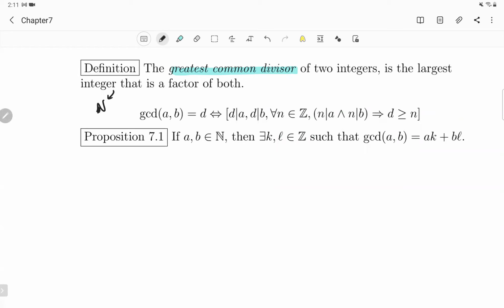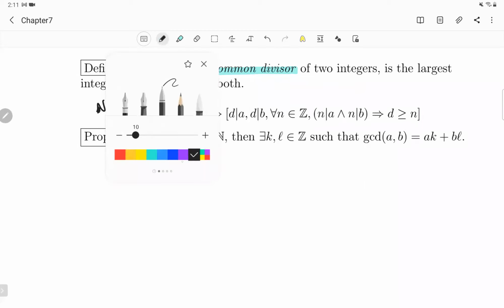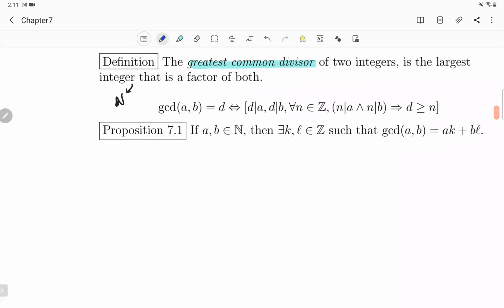So here's a cool fact that's super useful in modern algebra and number theory. If I have two natural numbers, we could change that to integers, but we'll keep it natural numbers, then there exist two integers such that the GCD of A and B equals AK plus BL. That may look a little crazy, so let's play with some numbers before we write up the proof, to make sure we understand what it's saying.